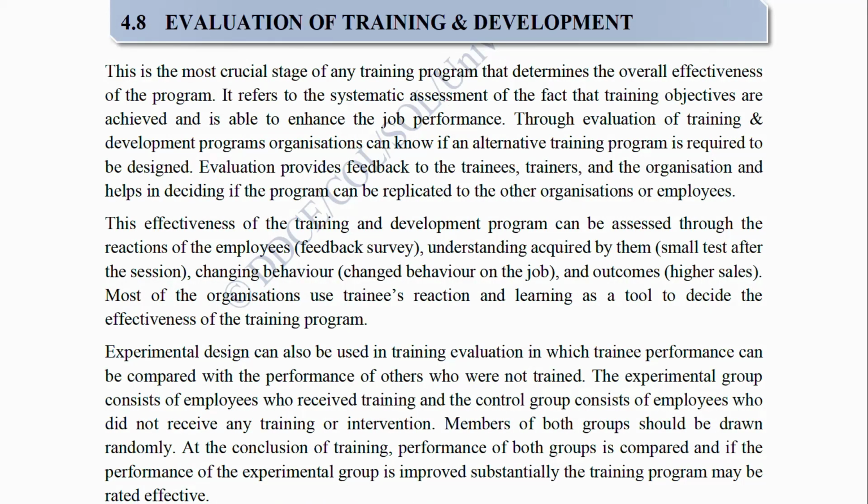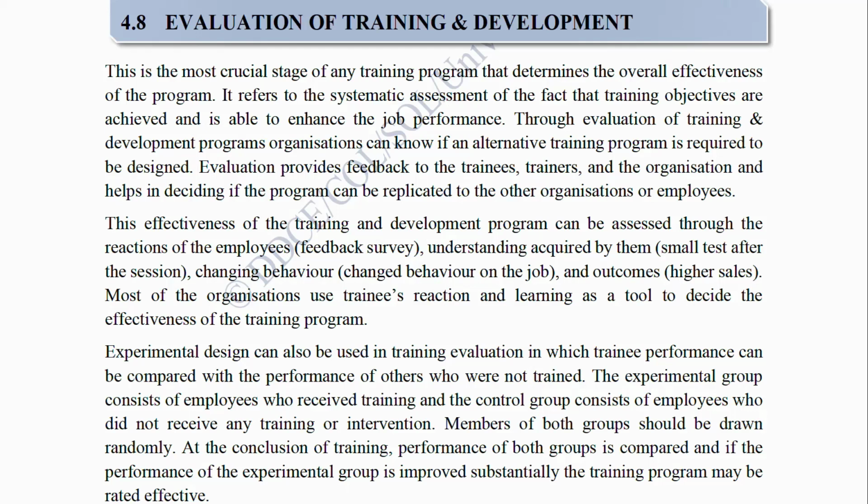4.8 Evaluation of training and development. This is the most crucial stage of any training program that determines the overall effectiveness of the program. It refers to the systematic assessment of whether training objectives are achieved and whether it is able to enhance job performance. Through evaluation of training and development programs, an organization can know if an alternative training program is required to be designed. Evaluation provides feedback to the trainees, trainers and the organization and helps in deciding if the program can be replicated for other organizations or employees.